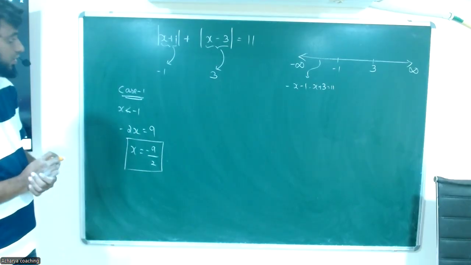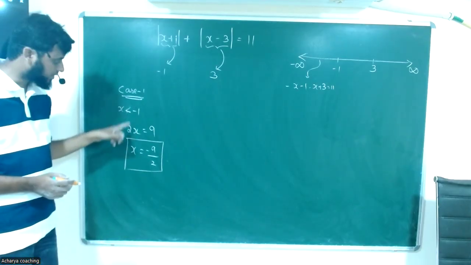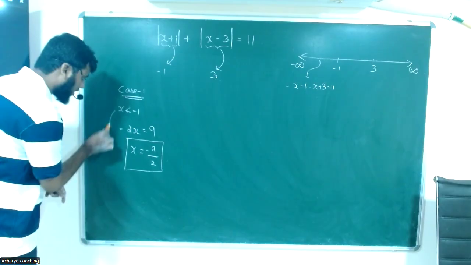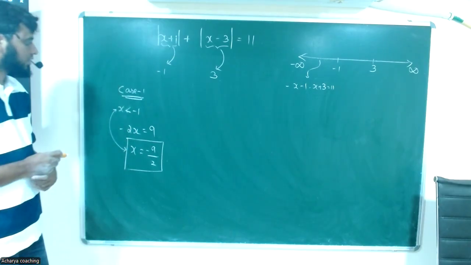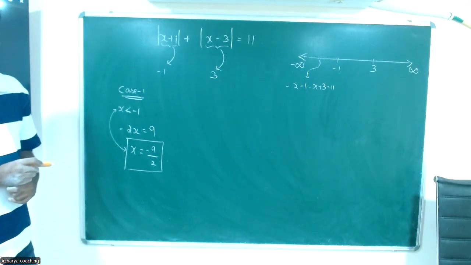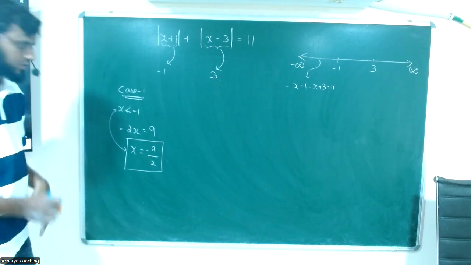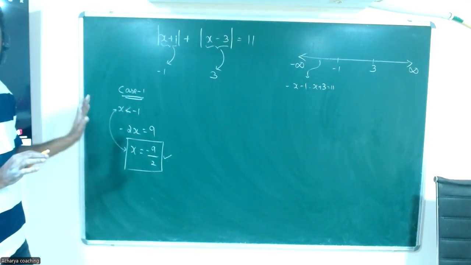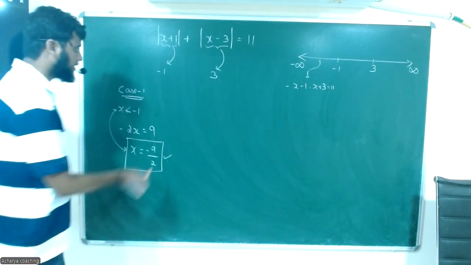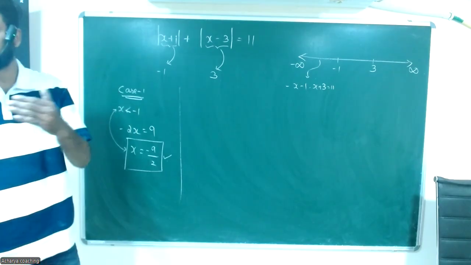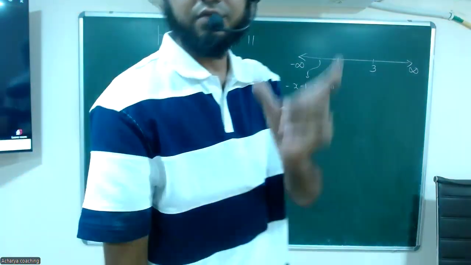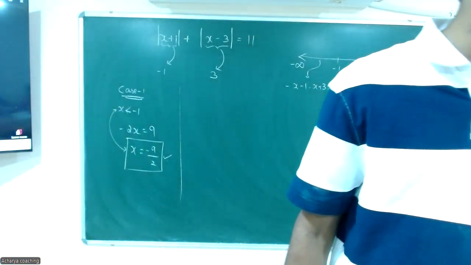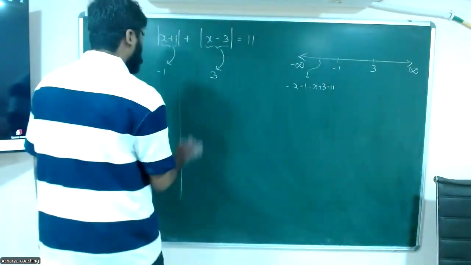After this, you have to see the case condition. I have taken this answer we got. You have to check whether this satisfies or not. Is minus 9 by 2 less than minus 1 or not? Yes. So it means this answer is accepted. Clear? You have to check like this. Otherwise, we have to reject. That is what I have explained. Whenever you are taking cases for any question, with the initial condition, you have to take the intersection. Okay. So next, case 2.